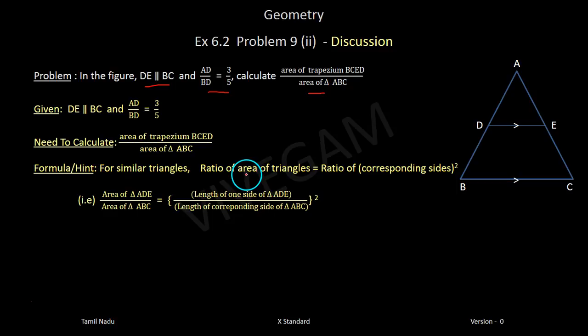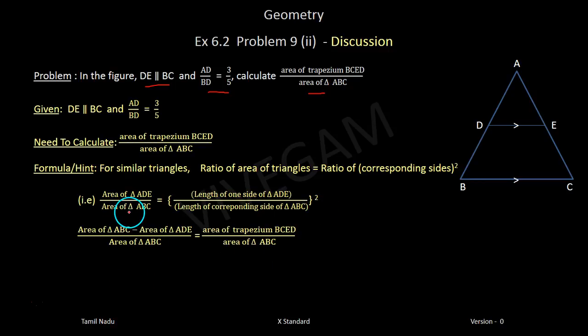So here is the area of the triangle ADE divided by the area of the triangle ABC. These are the two similar triangles, right? So the area of the smaller triangle ADE divided by the area of the bigger triangle ABC equal to the length of one side of triangle ADE, that is AD, divided by the length of the corresponding side, that is AB, the whole square. Now, the same rule when it's extended, all you need to do is the numerator minus the denominator divided by the denominator, and apply the same thing over here. So apply it, you'll be able to get it.